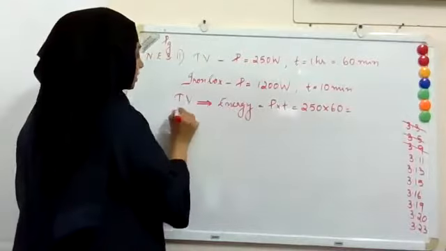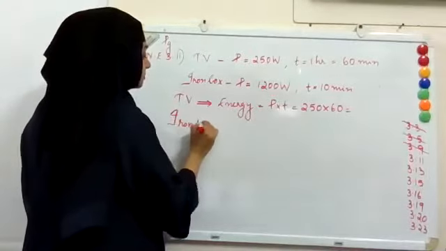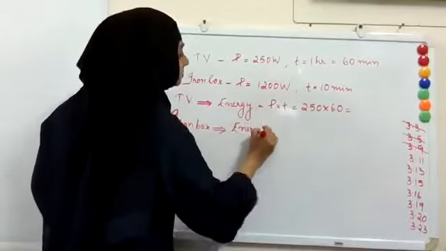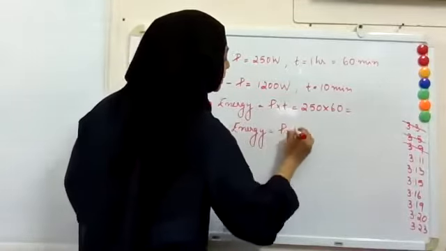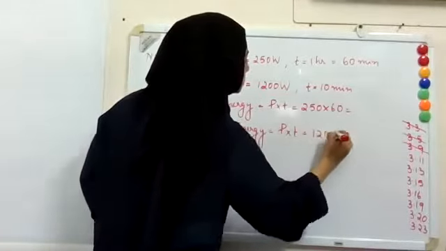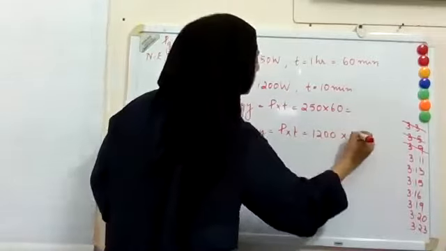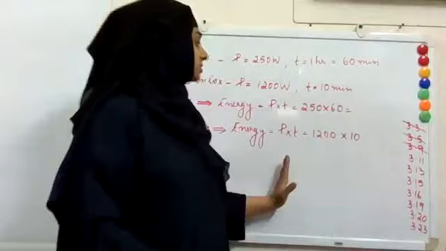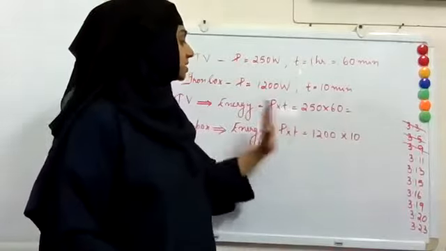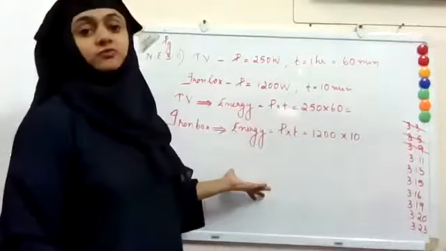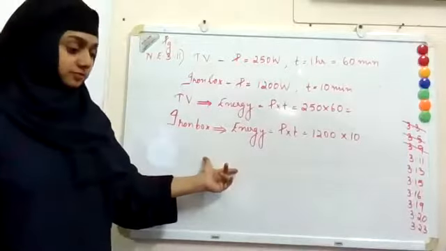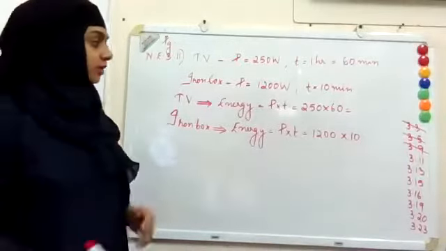And for the iron box, the energy is equal to power into time, which is 1200 times 10. Now we will get the answer in watt-minutes for both appliances. So which one is greater, you can check, and that one is using higher energy. Is this clear to you? Yes, teacher. Okay, so let's go to the next problem.